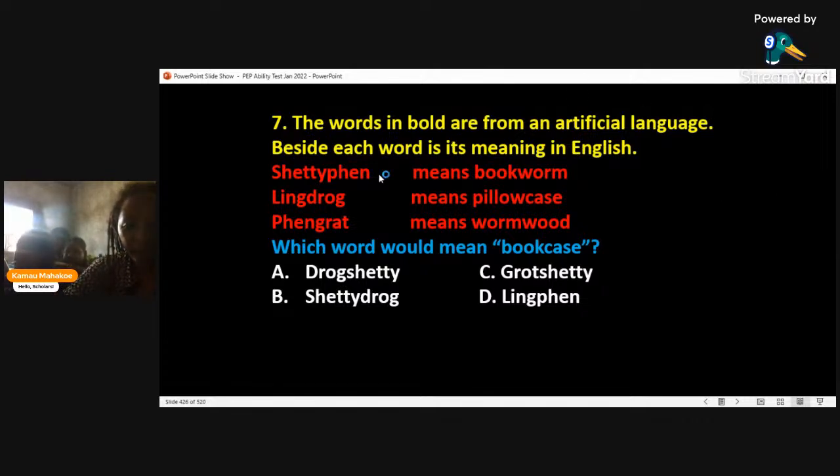So book would be Shetty, and case would be drug. How do you identify them? You have to look at the pattern. So we have Shetty, Fen, Bookworm. So you know Shetty is book and Fen is worm, right? Ling is pillow and drug is case. So if they want bookcase, book is Shetty, case is drug. So it's Shetty drug, right?